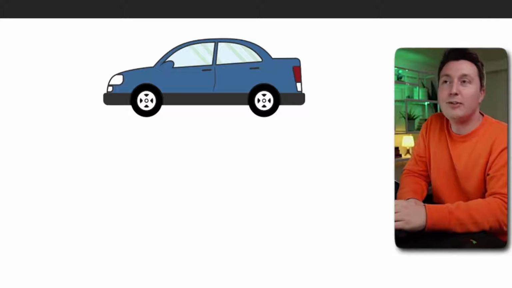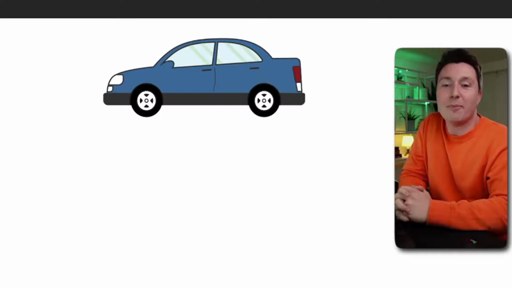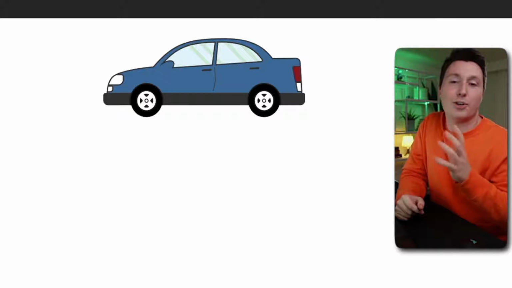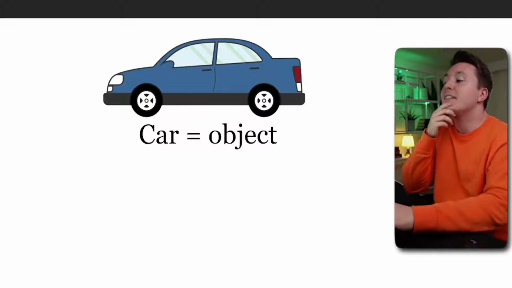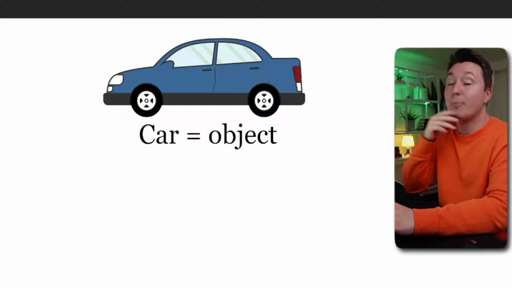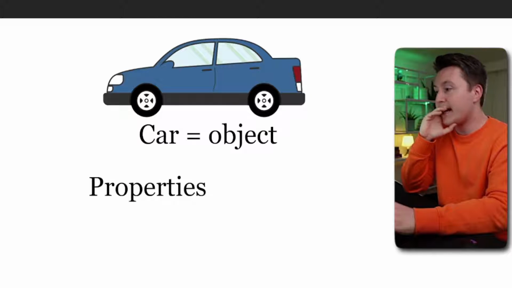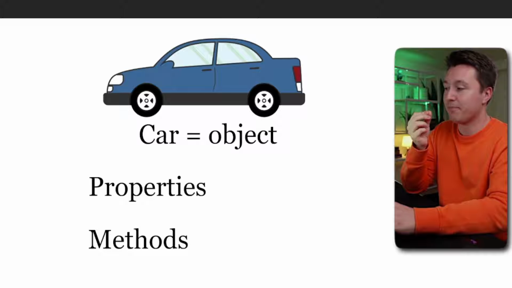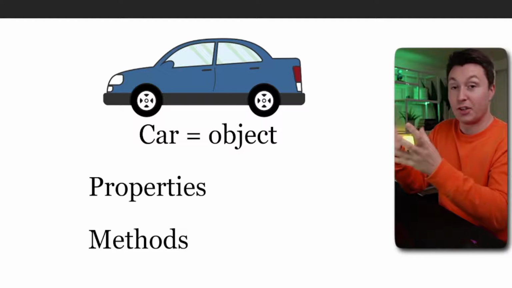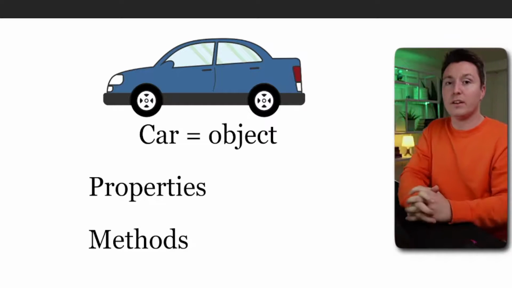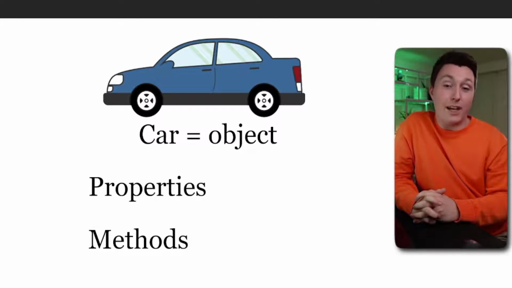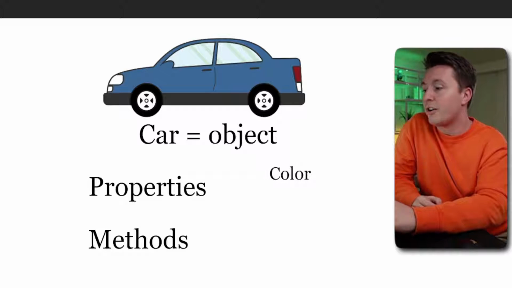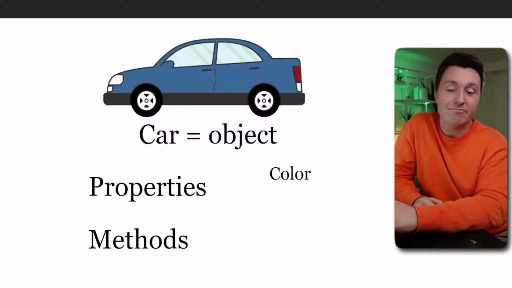And a car, using object-oriented programming language terminology, a car is an object. And a car has some properties and some methods. And the object is just an object, right? It's what you can see and you can feel it. And the properties are properties of that object. That means that a car has a color. That's a property of the car.